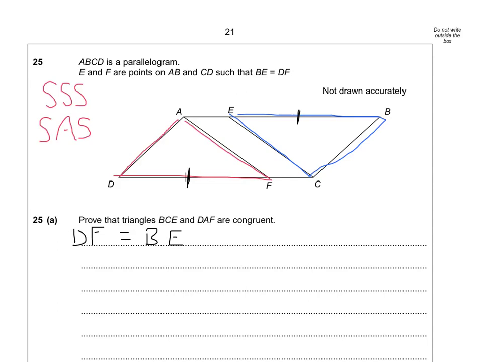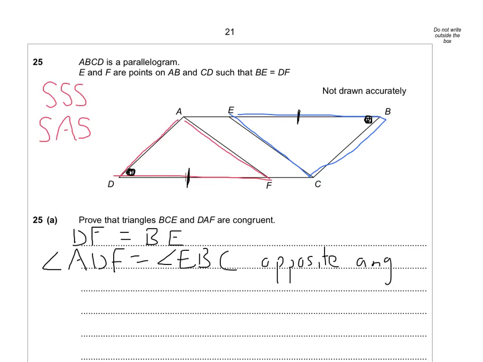Second thing is that I know that this angle here is the same as this angle up here. I could write angle D equals angle B because there's no ambiguity, but let's say angle ADF equals angle EBC, and you need a reason. Your reason is opposite angles in a parallelogram are equal. So take your time to write that out.